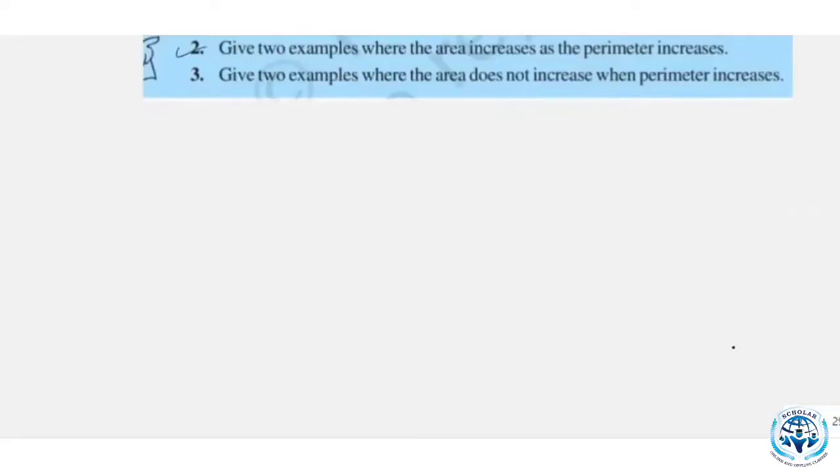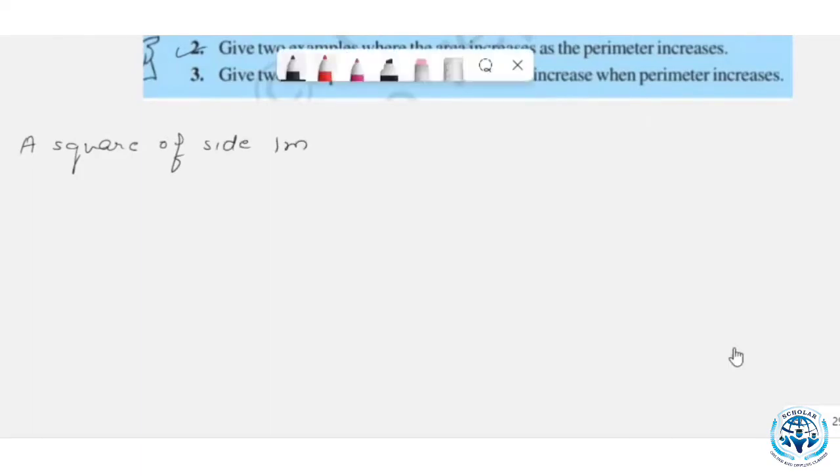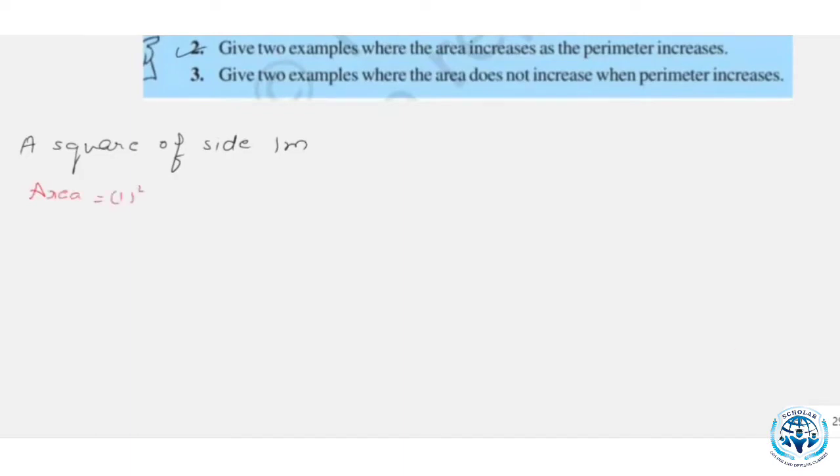Give two examples where the area increases as the perimeter increases. A square of side 1 meter. This is the first example I am giving. The area of a square of side 1 meter will be 1 meter square, because the area of the square is side square. The perimeter is 4a, where a is the side of the square. So 4 into 1 is 4 meter.